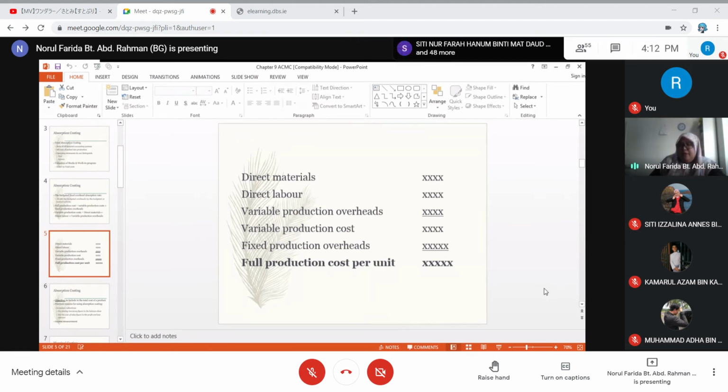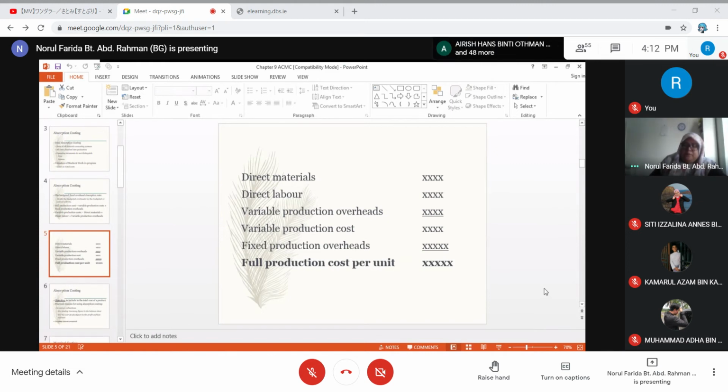Right, so you have your direct materials plus your direct labor plus your variable production overhead, you get variable production cost, and then you add your fixed production overhead, where you will get your full production cost or total production cost. This is for absorption costing.